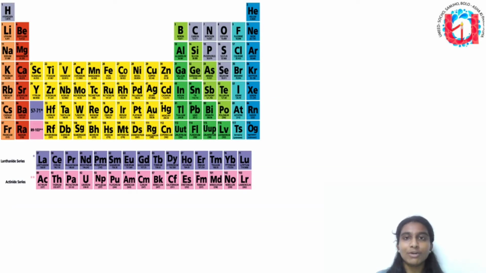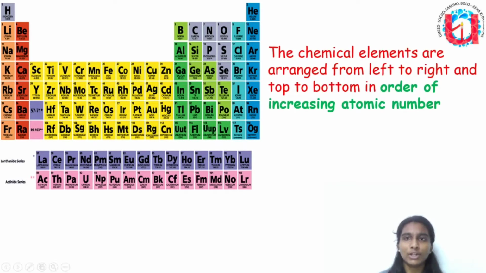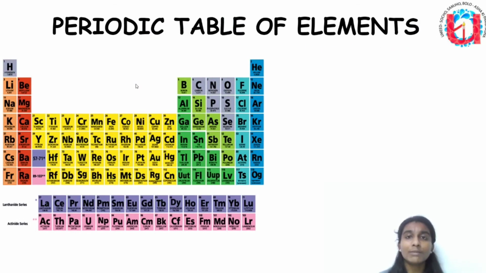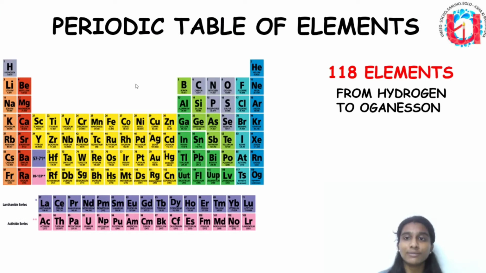Now, let's get into our topic, the periodic table of elements. The chemical elements in the periodic table are arranged from left to right and top to bottom in increasing order of atomic number. The first person who attempted to formulate a periodic table, with 63 elements in the year 1869, was Mendeleev, and he is said to be the father of the periodic table. Now, the modern periodic table consists of 118 elements and it starts from hydrogen and ends with oganesson.